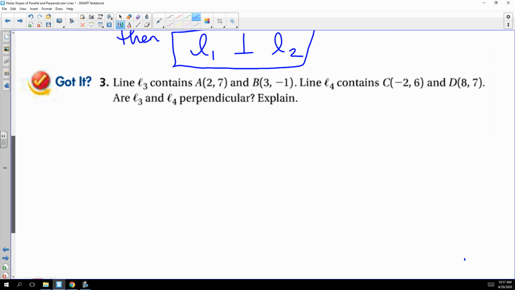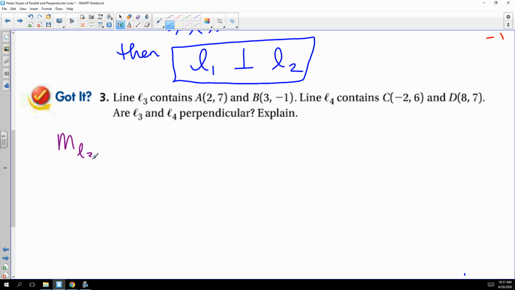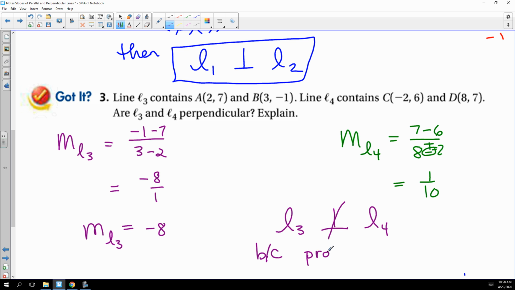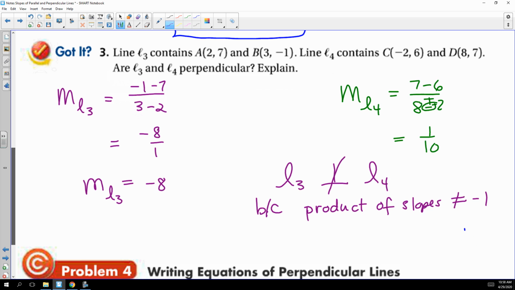Right? All right, so now we're going to use algebra again to do this one more time. So let's find the slope of line 3. We're going to do negative 1 minus 7 over 3 minus 2 using slope formula. Negative 8 over 1 gives us a slope for line 3 of negative 8. Then we're going to calculate the slope of line 4. 7 minus 6 over 8 minus negative 2 just makes it plus 2. That gives us 1 over 8. Excuse me. Mistake there. That gives us 1 over 10. Therefore, we can say that line 3 is not perpendicular to line 4. And we can say because the product of the slopes does not equal negative 1. Okay, that's one way to say it, or they are not opposite reciprocals.